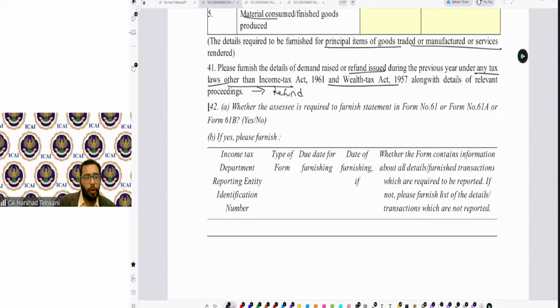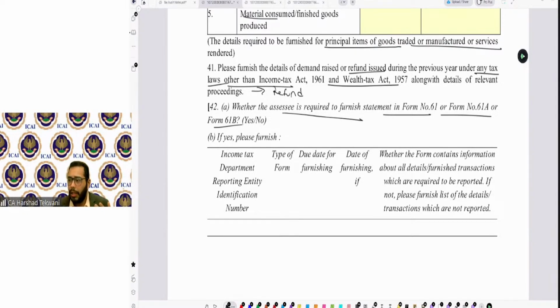Then clause 42 talks about whether the assessee is required to furnish a statement in Form 61, 61A or 61B. If yes, then the dates for the same. Now, what are 61, 61A and 61B? This is based on Rules 114D, 114C, and 114B.